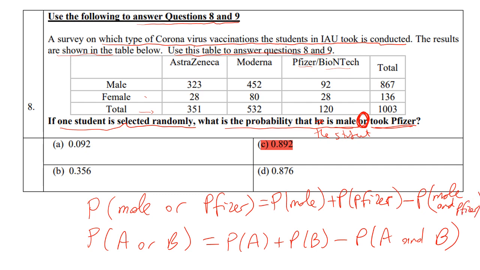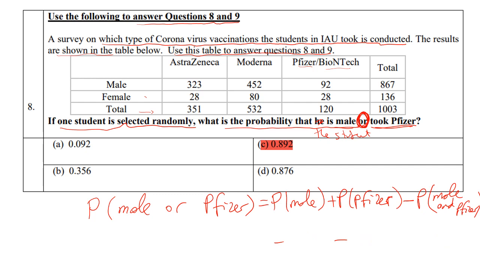Okay, let's do it. So what's the probability that the student is a male? The number of male students is 867 in total. And always we are choosing the students from the big total, the total number of students, 1003. So the number of male students is 867 divided by 1003, plus the probability that a student took Pfizer.